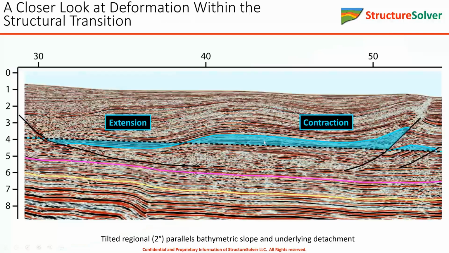The problem is that when you get to these transitional structures, the kinematics get pretty complicated. So you have a kind of a seamless transition from extension where we've got our interpreted footwall from the forward models right here and the correlation down here in the hanging wall. But if we draw kind of a tilted regional parallel to that underlying detachment, what we see is that some of that fold is below regional, which is consistent with extension. But some of that fold is also above regional, which is consistent with contraction.